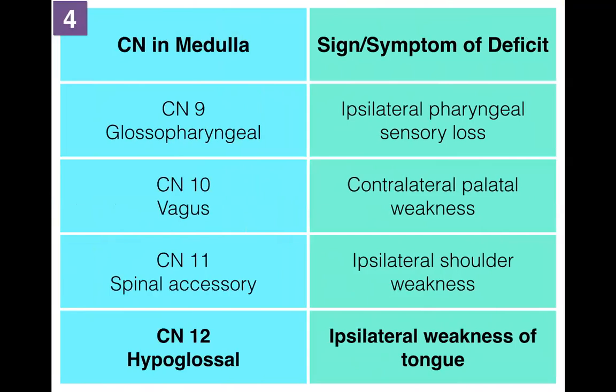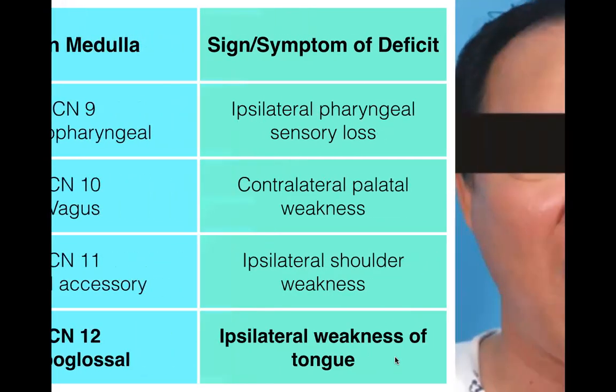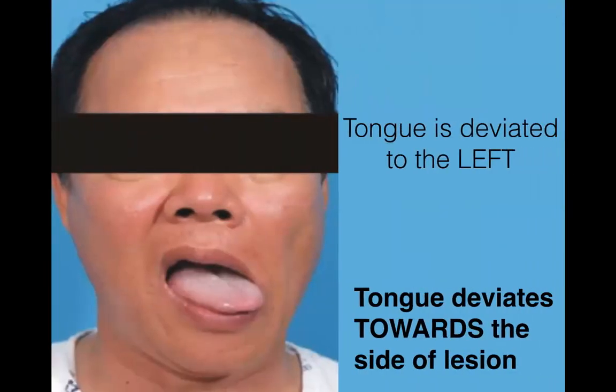Now, then there's cranial nerve number 11, spinal accessory. If there is a lesion affecting that, the manifestation would be ipsilateral shoulder weakness. And finally, there's number 12, or hypoglossal, which controls the muscles of the tongue. So if there's a lesion affecting that, the manifestation would be ipsilateral weakness of the tongue. As a matter of fact, if you ask the patient to stick out their tongue, the tongue would deviate towards the side of the lesion.